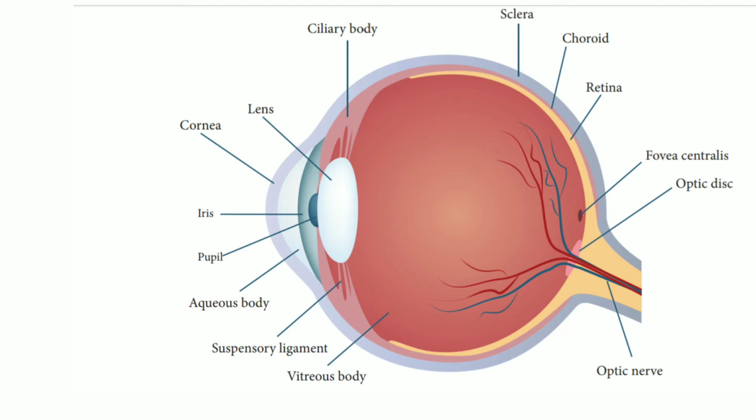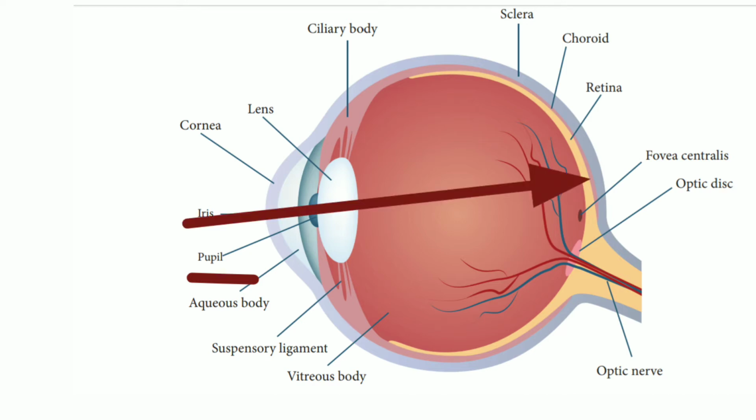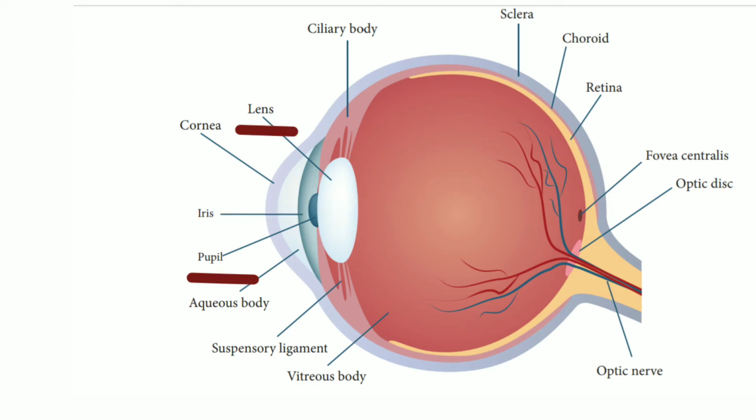Next one, pupil. The pupil is the center part of the iris. It is the pathway for the light to the retina. Next one, eye lens. It is the important part of the human eye. It is convex in nature. The eye lens is made of flexible jelly-like material.